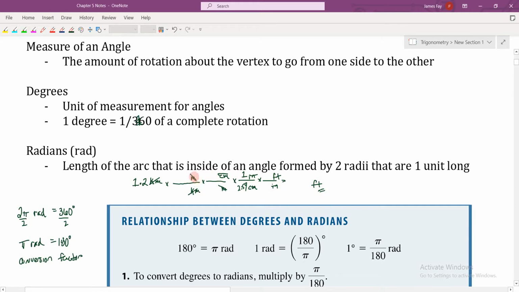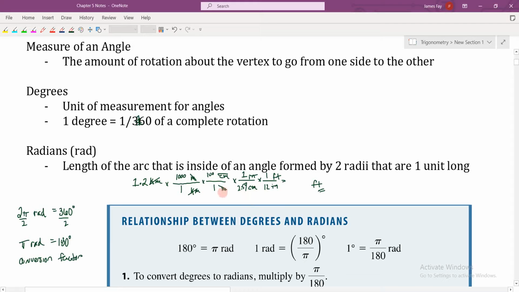Inches would cancel, and then if I have the correct values here, I should be able to be left with feet. So there's 1,000 meters for every 1 kilometer. Centimeters to meters, there's 100 centimeters for every 1 meter. We have this factor here, and we know that for every 1 foot, there's 12 inches. So if I multiply that out, I should be able to get how many feet there are in 1.2 kilometers. Well, the same procedure, so that's unit analysis. The same thing happens when we talk about radians and degrees.